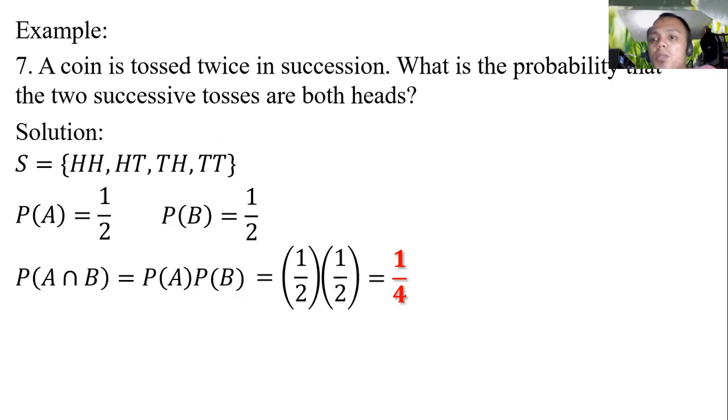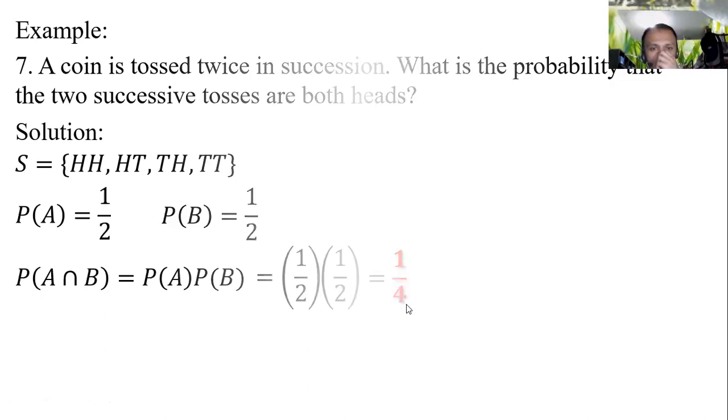Anyway, kahit di naman natin gamitan ng independent event yung simpleng probability lang, kahit ito lang gamitin natin. Sabi ito 2 heads. Ilan yung sample space natin? 1, 2, 3, 4. Ilan yung 2 heads dyan? Isa lang. So yung probability, 1/4 pa rin. Okay?